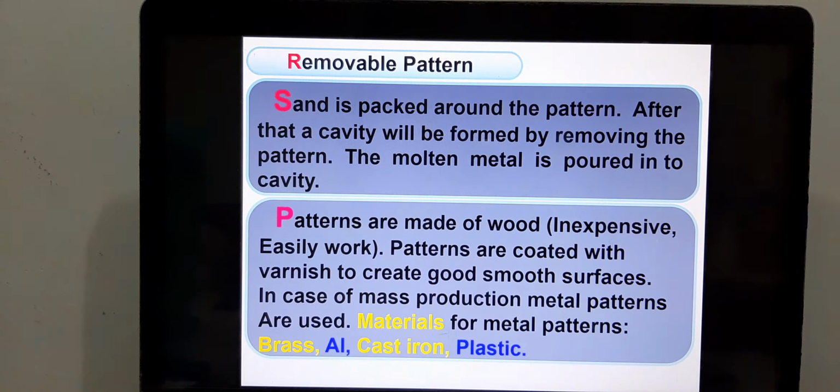Okay, so sand is packed around the pattern. After that, a cavity will be formed by removing the pattern. The molten metal is poured into the cavity.